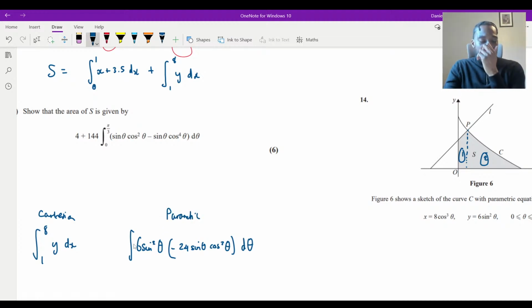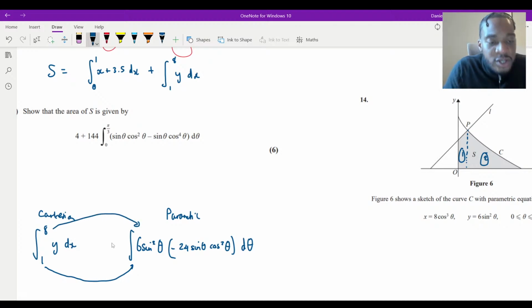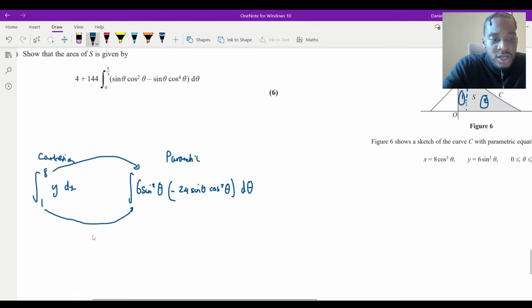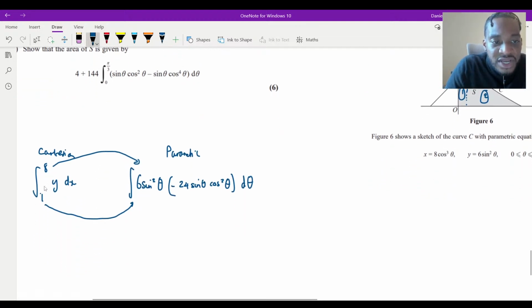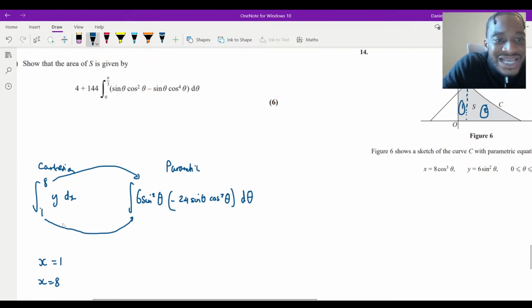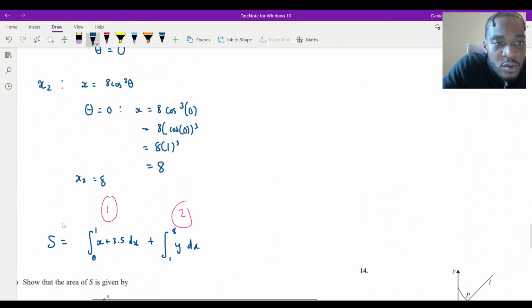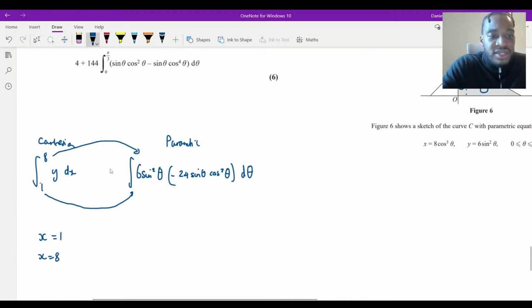So how do I get those limits? Well, we know that this is x equal to 1, and we know that this is equal to 8 right here. I think I've gone in a circle, to be fair. Anyways, we'll see. So remember, if I'm dealing in the Cartesian form, this is when x is equal to 1, and this is when x is equal to 8. And I know that x is equal to, what was x equal to parametrically? 8 cos cubed theta.